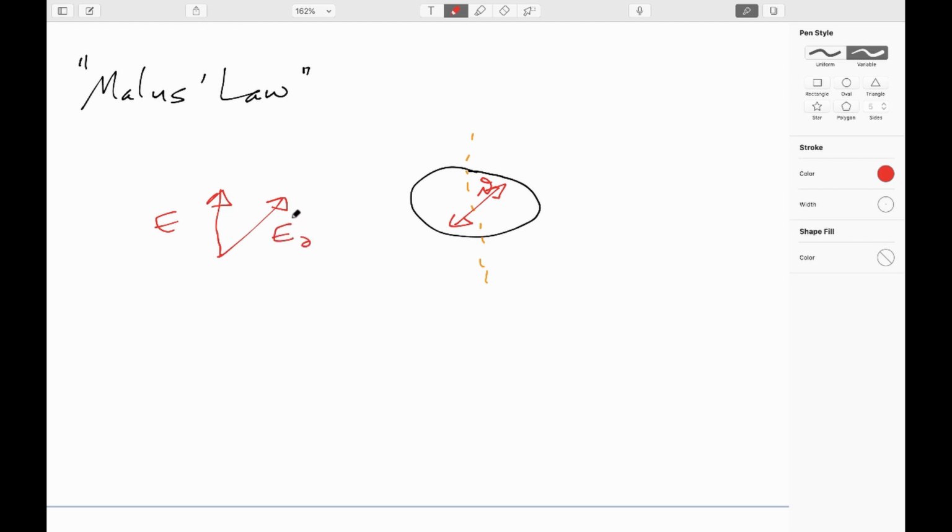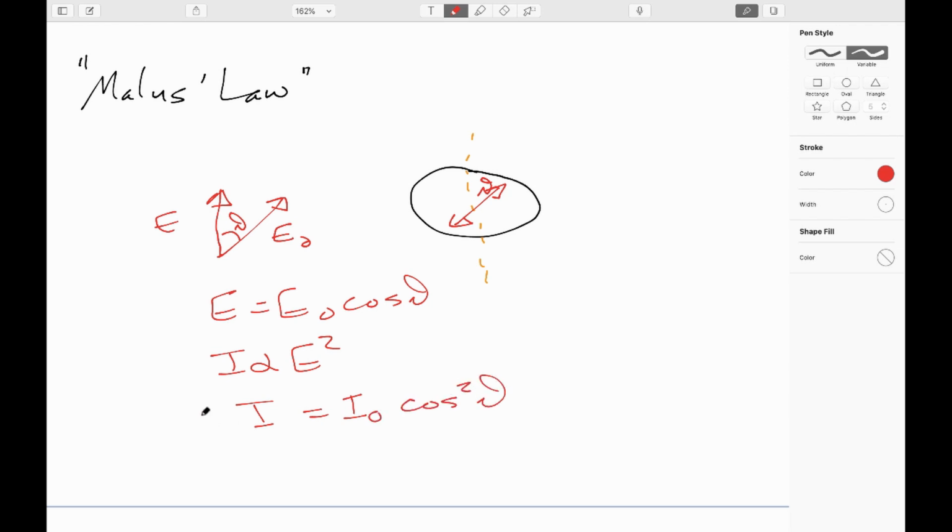It'll be equal to the electric field strength of the old polarizer times the cosine of theta. Okay, and again, since the intensity is proportional to electric field strength squared, the new intensity will be the old intensity times cosine squared theta. But here we don't need to take any averages because the direction of the polarized light never changes.